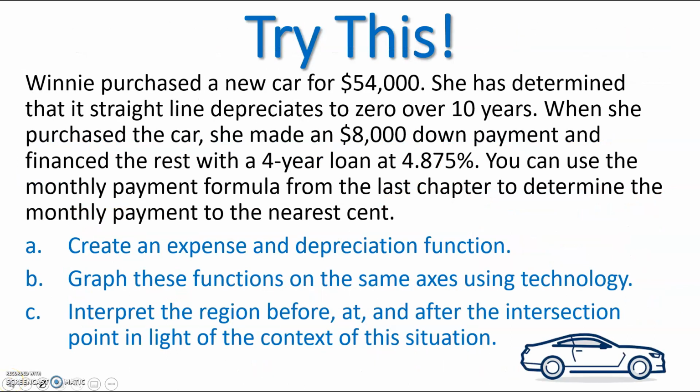Now it's your turn to try. Try this. Winnie purchased a new car for $54,000. She has determined that it straight-line depreciates to zero over 10 years. When she purchased the car, she made an $8,000 down payment and financed the rest with a 4-year loan at 4.875%. You can use the monthly payment formula from the last chapter to determine the monthly payment to the nearest cent. Part A. Create an expense and a depreciation function.